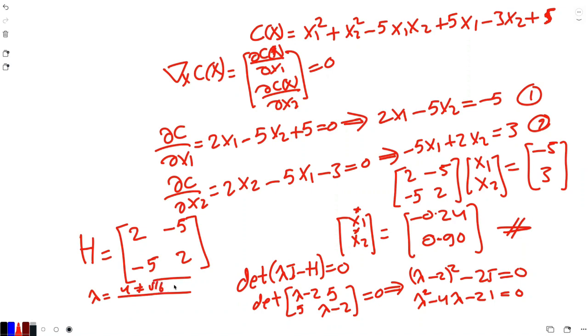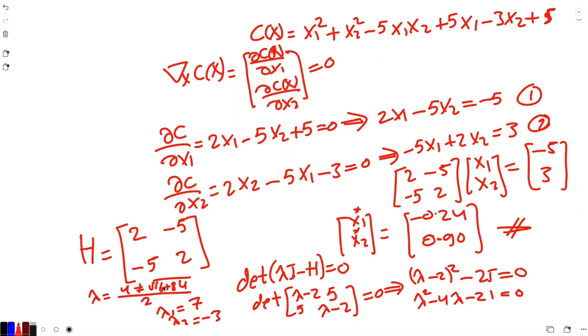And solving this, we get lambda equal to 4 plus or minus the square root of 4 squared, which is 16, minus minus becomes plus, 4 times 21 is 84, so 16 plus 84, divided by 2. Now we have lambda 1 equal to 7 and lambda 2 equal to minus 3. Why? Of course, because the square root of 16 plus 84 is 100.